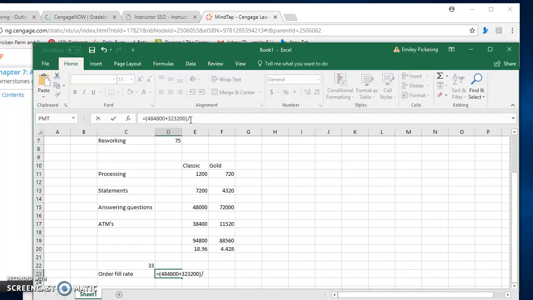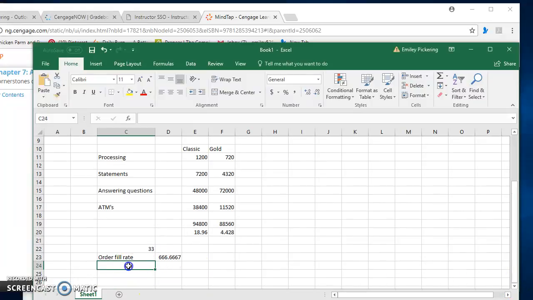And I'm going to divide that by the total number of orders, which is 12,012. So the cost per order is $667 per order here. And then the next one is the selling call rate. Do the same thing.